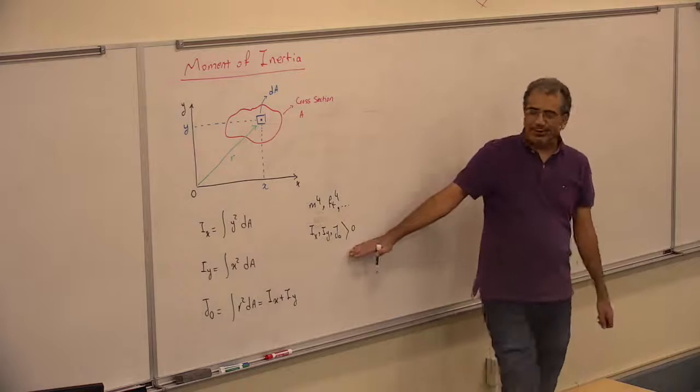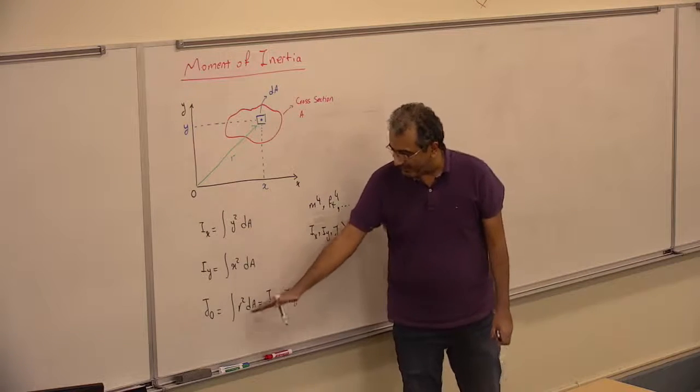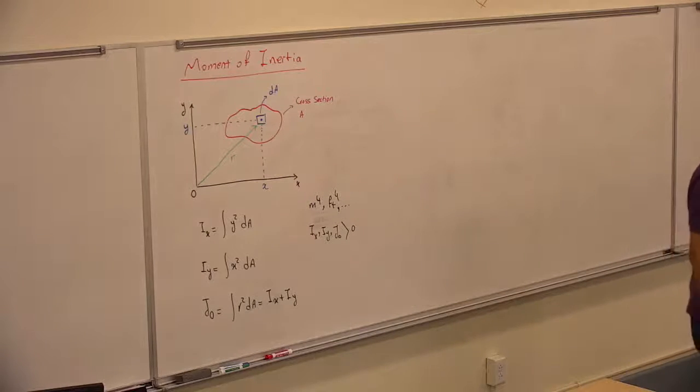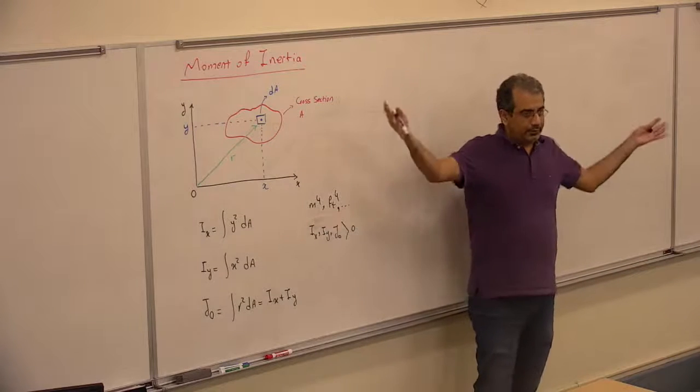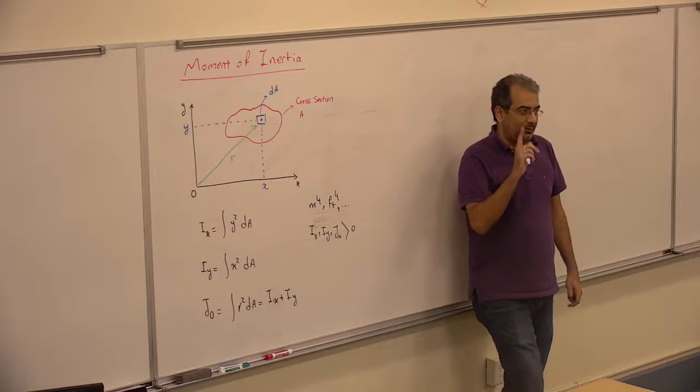It's always positive because x, y, and r are squared, so they're always positive. One thing about them is that they are usually a very, very big number, because it goes eventually to the power of 4, so you end up with a very large number. Here's the point.